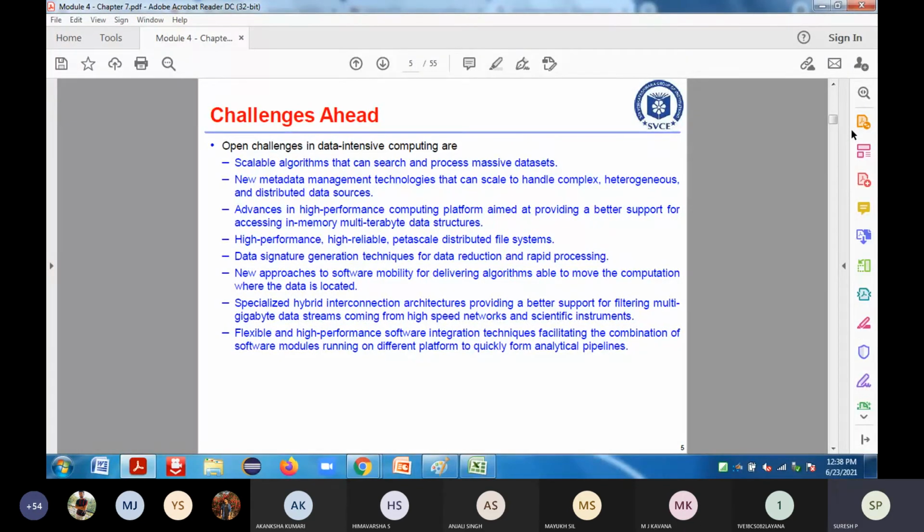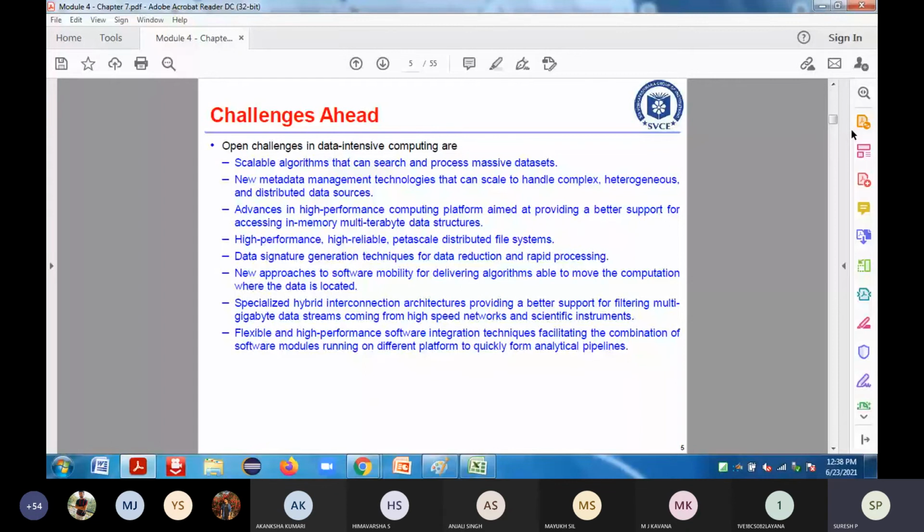Now there are some new approaches for software mobility for delivering algorithms, which are able to move the computation to where the data is located. So what is that software mobility going to provide you? It is going to deliver the algorithms, and it is able to move the computation directly to where the data is located.